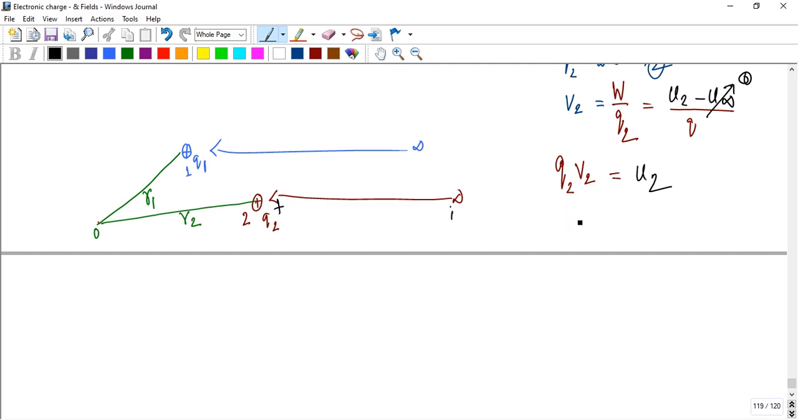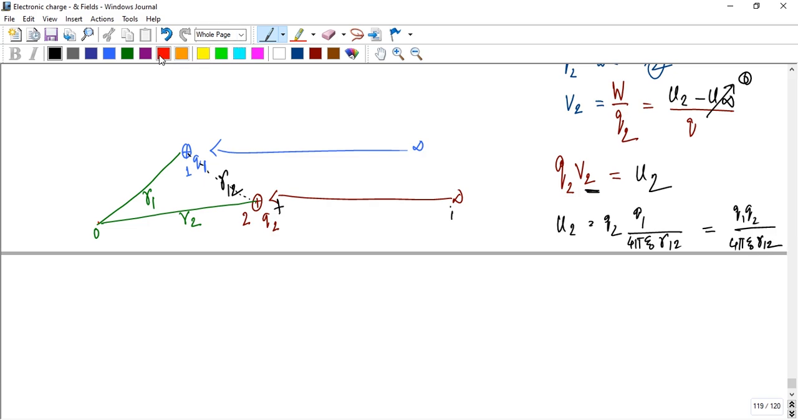Now, what is the value of U2? That is equal to Q2 V2. The potential is independent of the test charge. So that is equal to Q2 times V2, which is Q1 by 4 pi epsilon naught times the gap between these two, that is called R12, say. That is equal to Q1 Q2 by 4 pi epsilon naught R12.